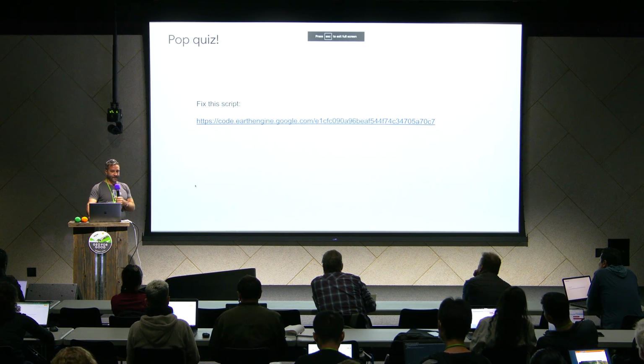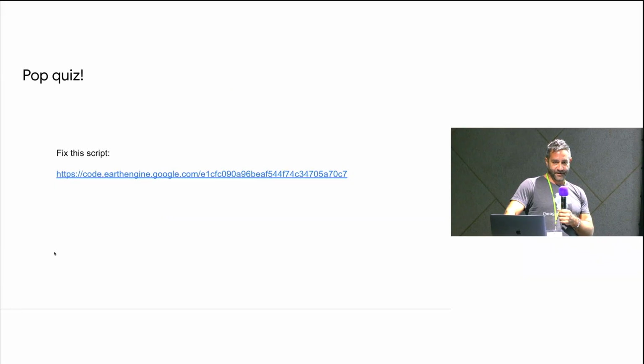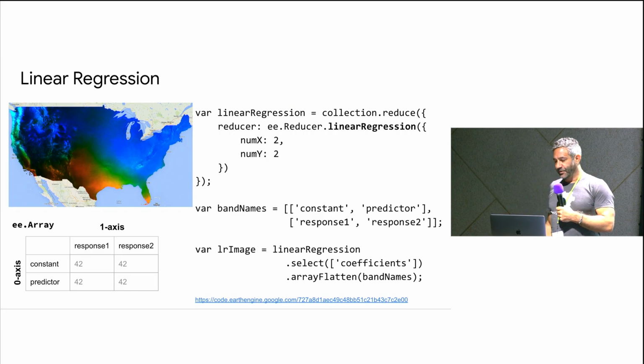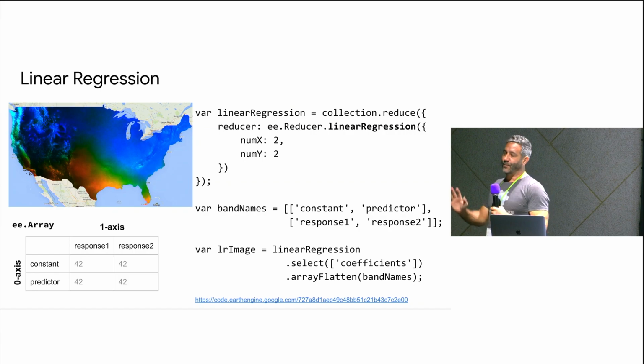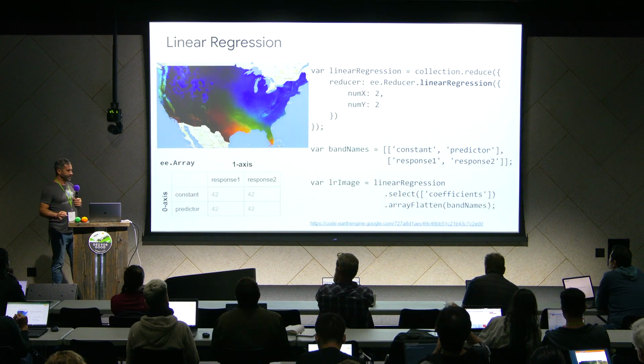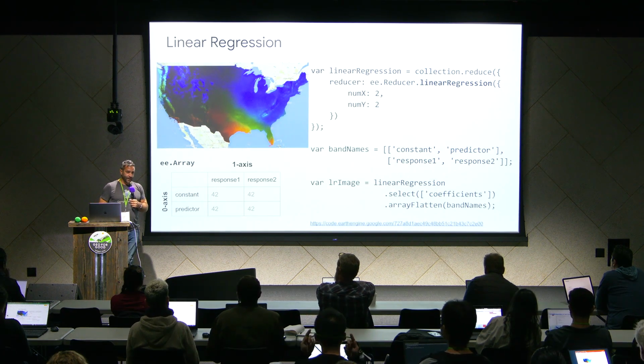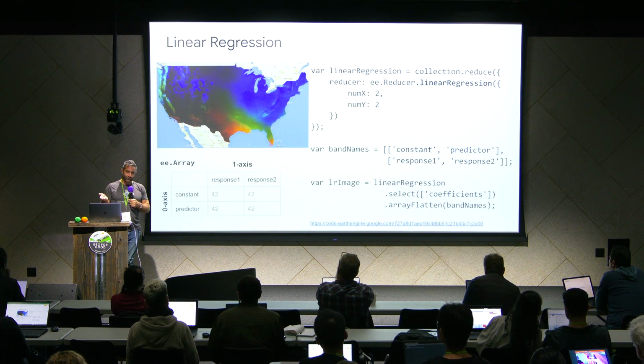Okay, so the answer to the quiz is call .toArray on the input images. Linear regression. So there are a couple ways to perform linear regression in Earth Engine. You can use a classifier in regression mode.